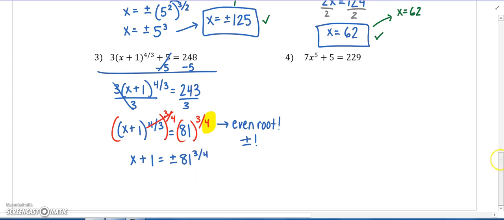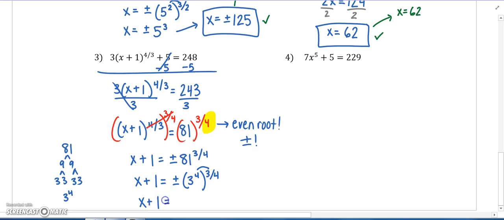Now once again, I'm going to simplify this just using what I did in the last unit. So 81, if I break it down, 9 times 9, 3 times 3, 3 times 3. So that ends up being 3 to the 4th. Right? So that's 3 to the 4th to the 3/4. Multiply those exponents out. I have x plus 1 equals plus or minus 3 to the 3rd, which gives me x plus 1 equals plus or minus 27.